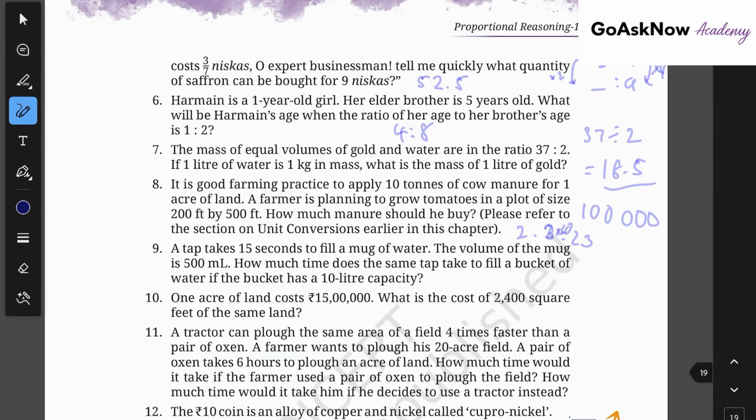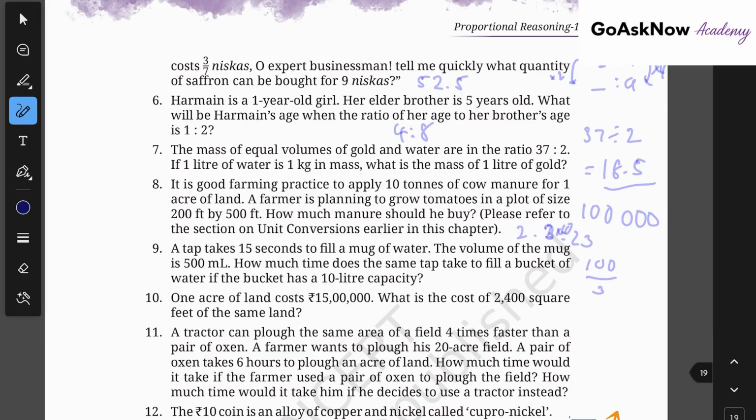Question 9. A tap takes 15 seconds to fill a mug of water. The volume of the mug is 500 ml. How much time does the same tap take to fill a bucket of water if the bucket has 10-liter capacity? A tap takes 15 seconds to fill 500 ml. So we have to find now how much it takes for 1 second. So we do 500 divided by 15. You should get 100 over 3 ml per second.